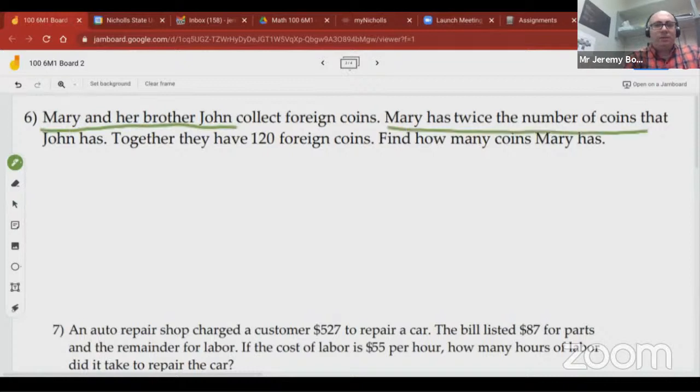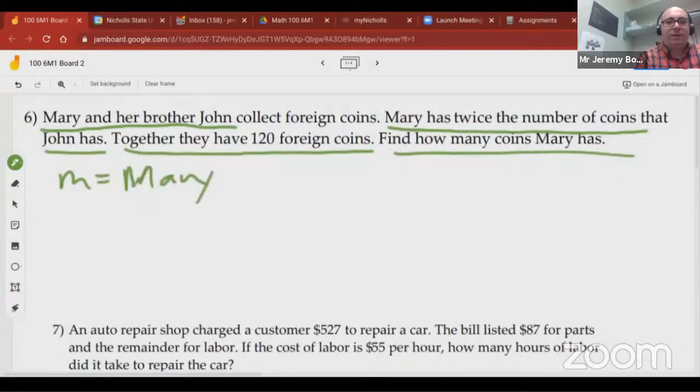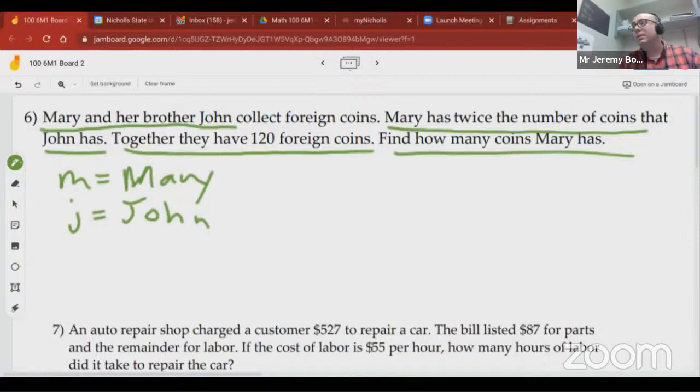Mary has twice the number of coins that John has, and combined they have 120. And then they want to know how many Mary has. That's the thing we want. So what I did was I made two variables: M for Mary and J for John. Now, you can use whatever variables you want, it's just what I picked. If it's not a special letter, I'll usually just use the first letter of someone's name if we're talking about a person's name.